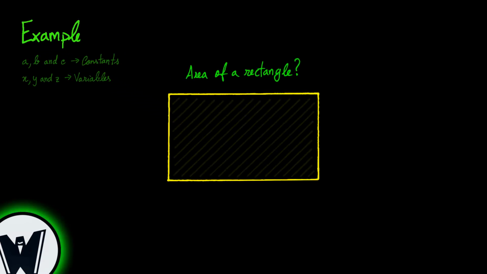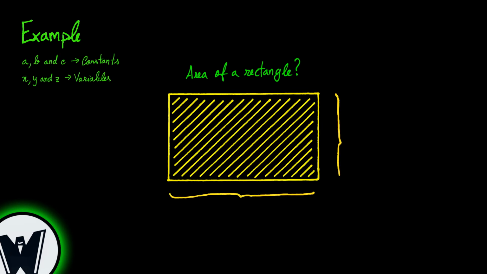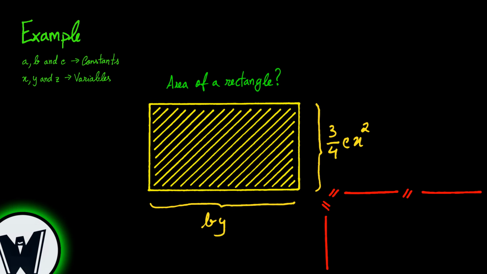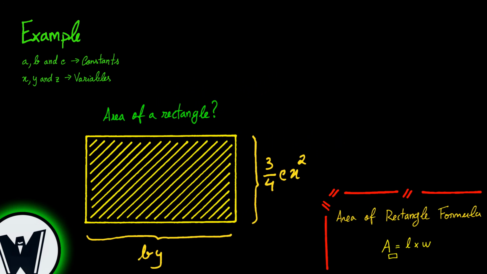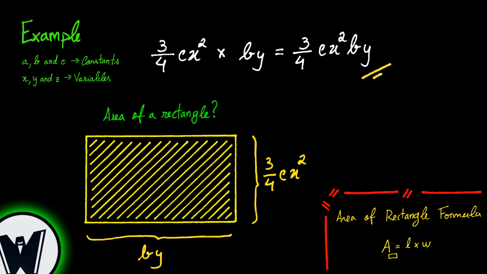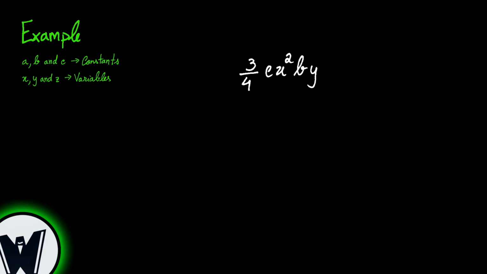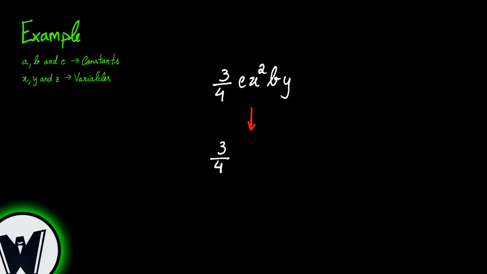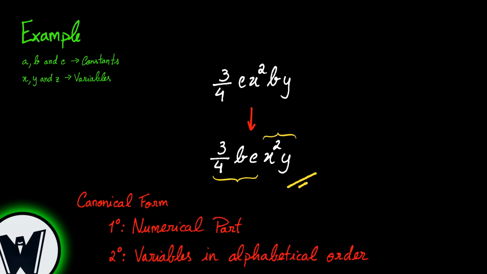A convenient way to represent a monomial is by its canonical form. For example, computing the area of this rectangle with this length and width, and applying the formula of the rectangle area, multiplying the length and the width, or the width and the length, is the same thing because the commutative law is applied in the multiplication of two numbers or variables. This will result in this expression. Now, to represent in the canonical form, we reorganize the parts, giving us this result. So, this representation consists in writing the numerical part first, and then the variables in alphabetical order.